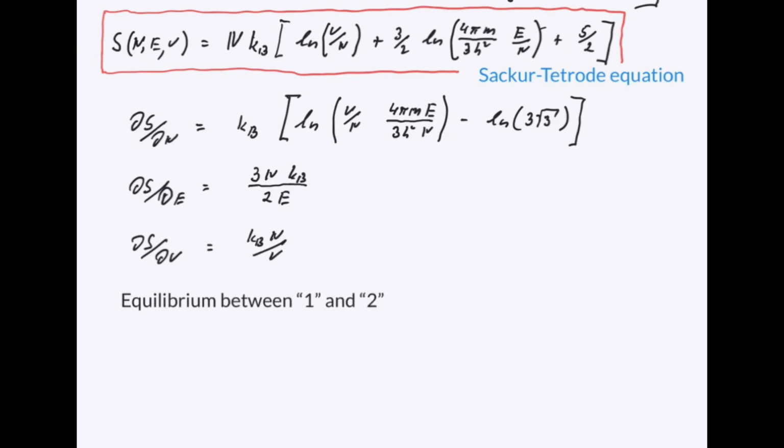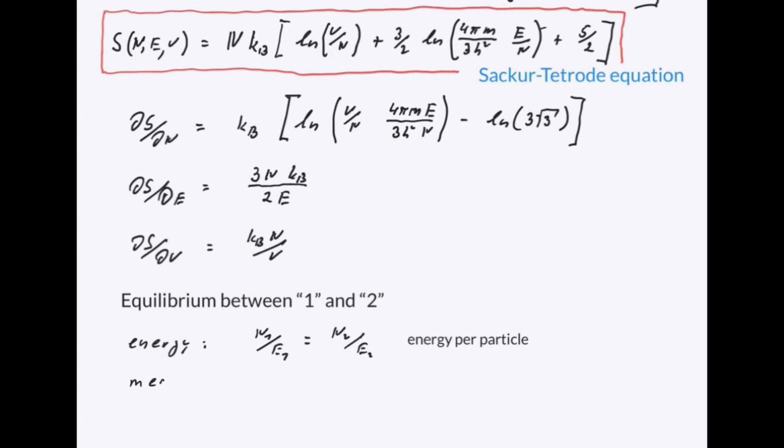Now, for equilibrium between two systems, 1 and 2, we have to consider these derivatives. Let's look first at the energy term. For two systems in equilibrium, this requires that the ratio N1 divided by E1 should be equal to N2 divided by E2. In physical terms, this means that the energy per particle in both systems should be the same.